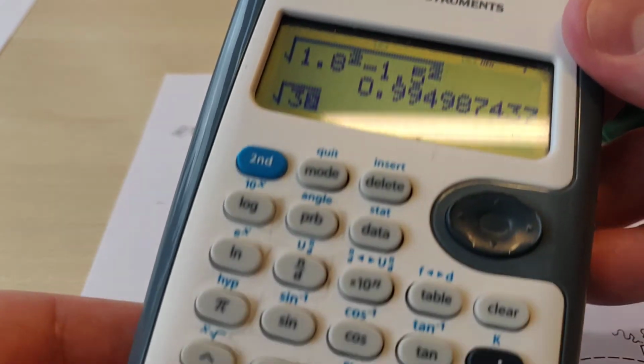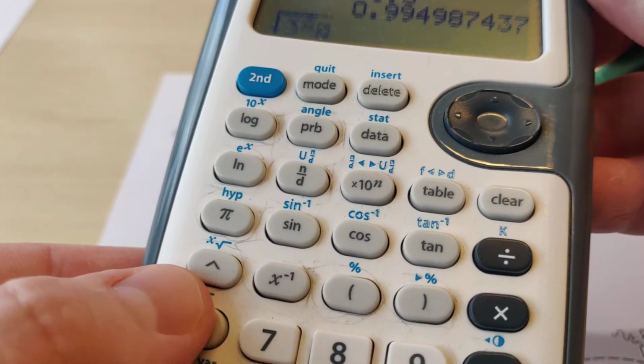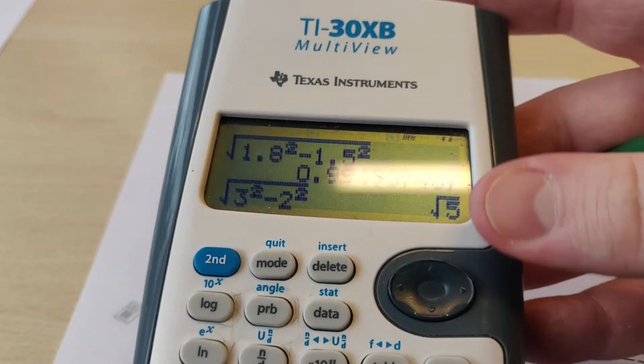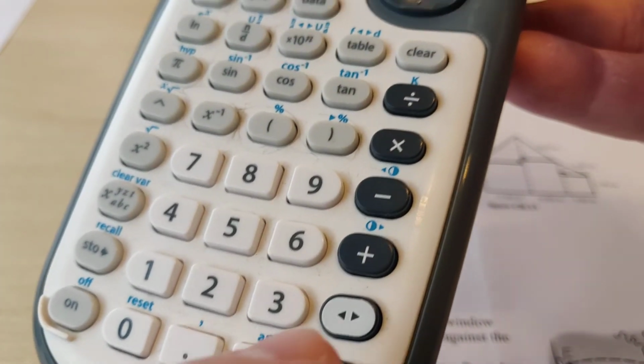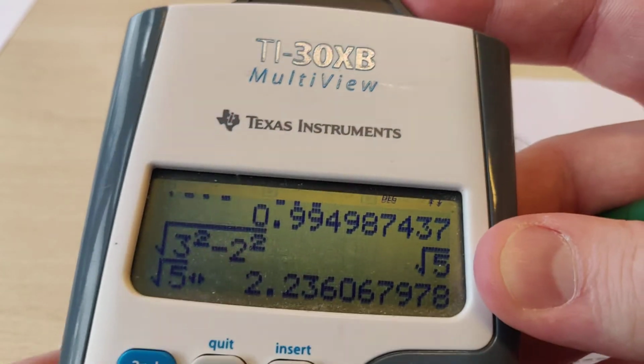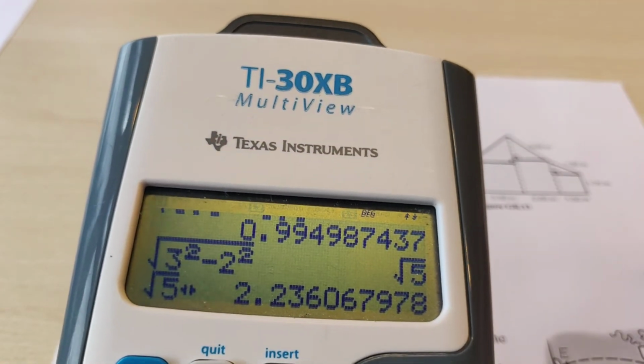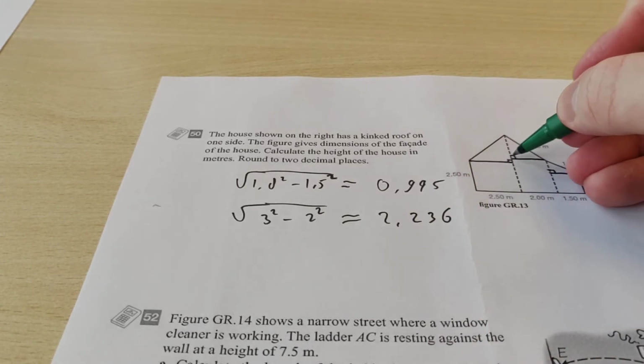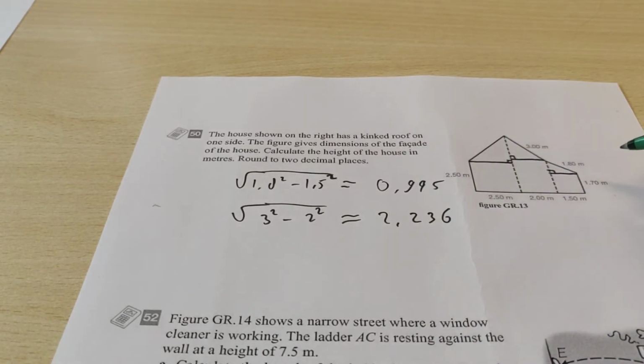And then 3 and squared is this button here. 3 squared minus 2 squared, and then it will say square root of 5, and then we can press this button over here, and then it will tell us what it is. It's 2.236. So this is that length. And then we want to calculate the height of the house.